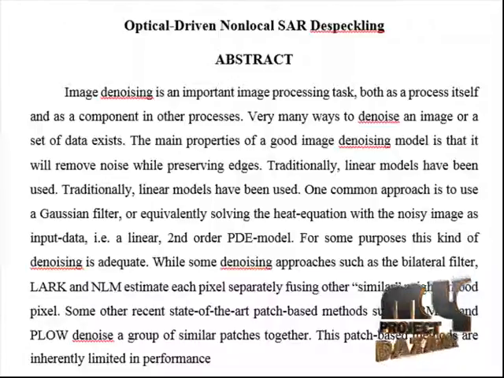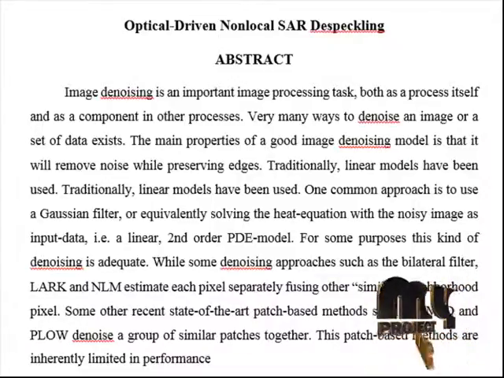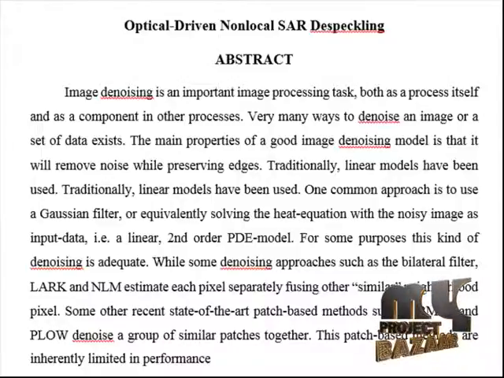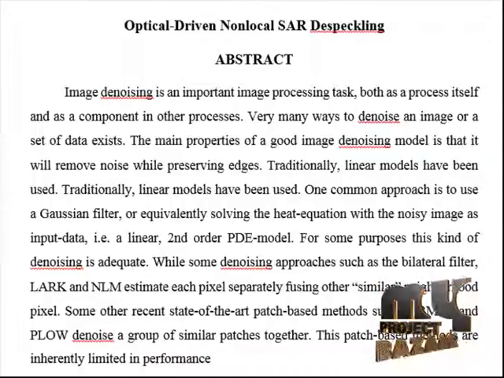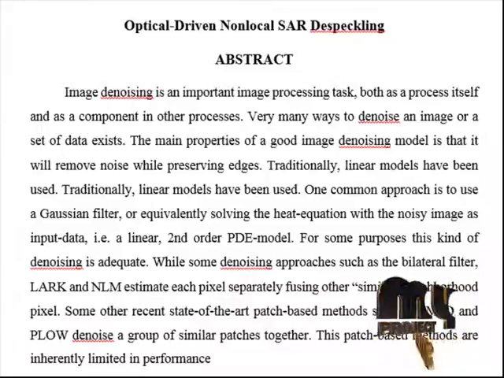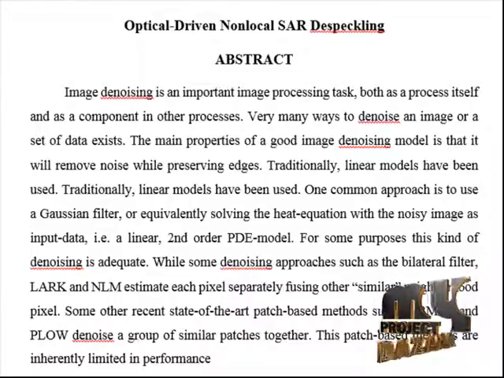The main property of a good image denoising model is that it will remove noise while preserving edges. Traditionally, linear models have been used. One common approach is to use a Gaussian filter, or equivalently solving the heat equation with the noisy image as input data. That is a linear second order PDE model.